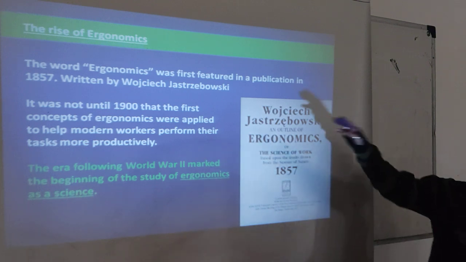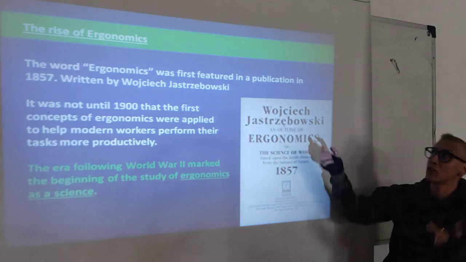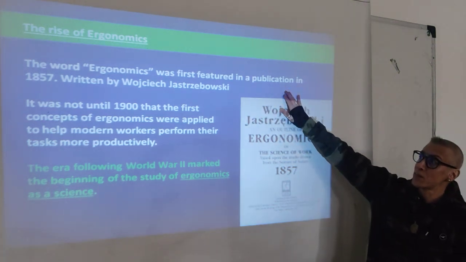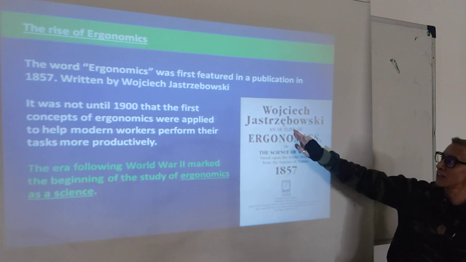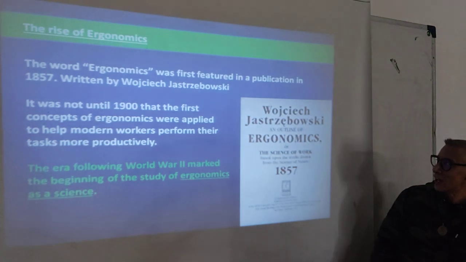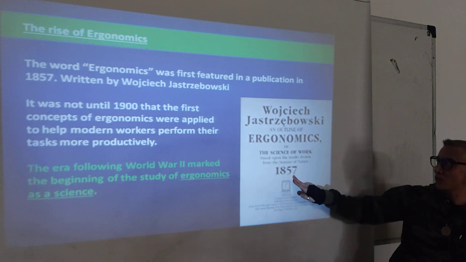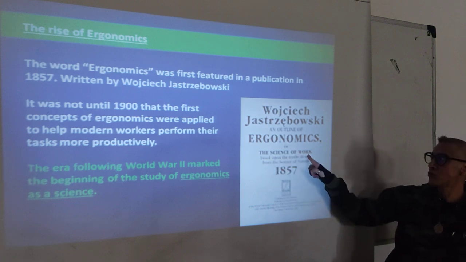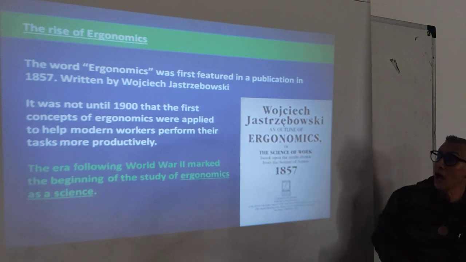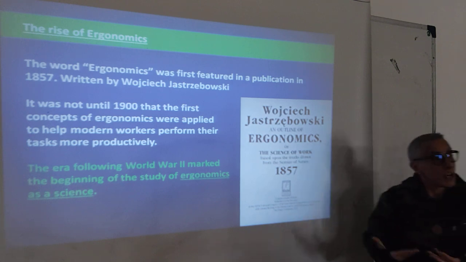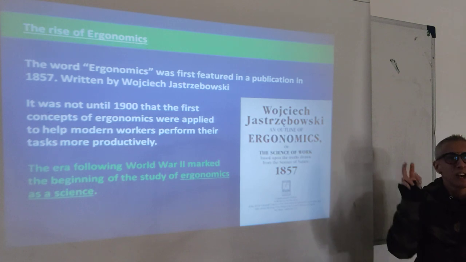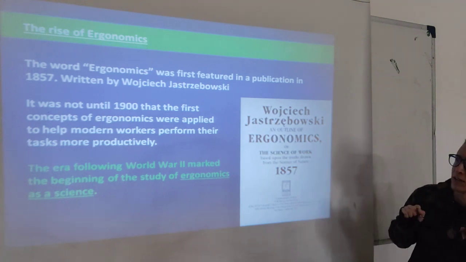The first time the word ergonomics was used was in a publication by a person whose name is really difficult to read. He wrote a book in 1857, The Science of Work. So this was the first time ergonomics actually started to be used as a word.